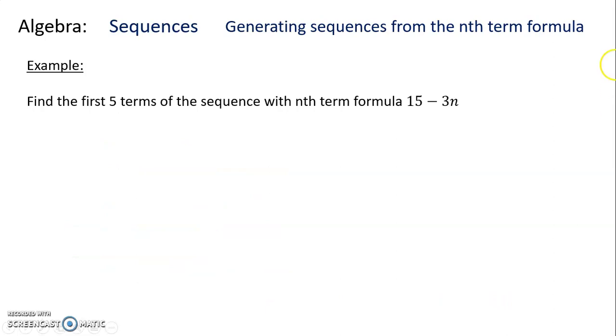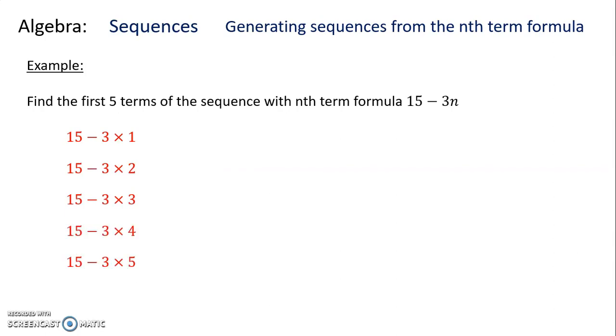Okay, now this is slightly trickier because this time we're subtracting 3n, but I'd like you to pause the video and give this a go before I go through it. So do this showing full working and then press play for the answers. Okay, so I think the key to getting this correct is to show full working. So the first term will be 15 subtract 3 times 1. Then the second, 15 subtract 3 times 2, and so on.